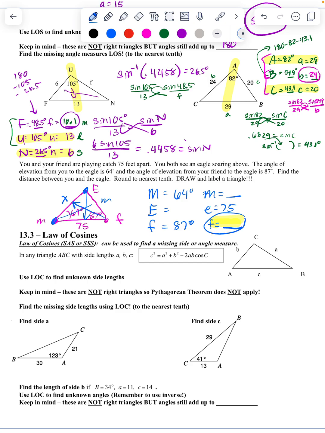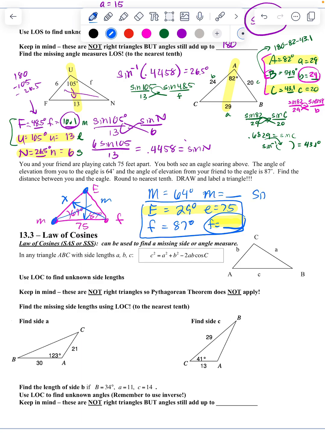And so what I would do is find this third angle, because that's easy. I can do subtraction. I can take 180 minus 64 minus 87. And then when I do that, this angle turns out to be 29. Now I have what I need. Now I can use the eagle information to find that side across from the friend, which would be the distance from me to the eagle.